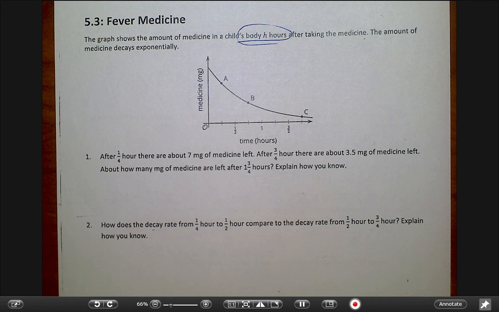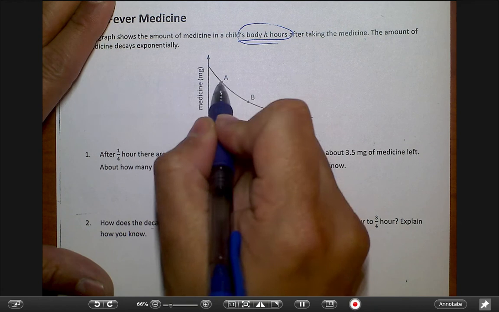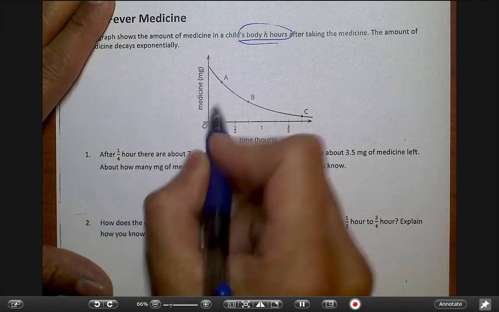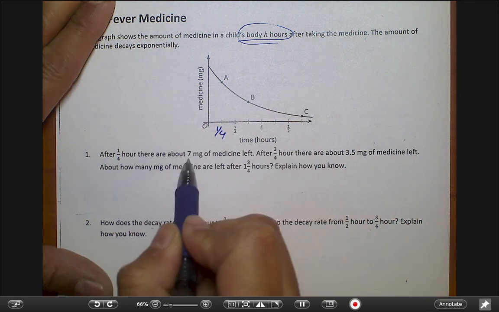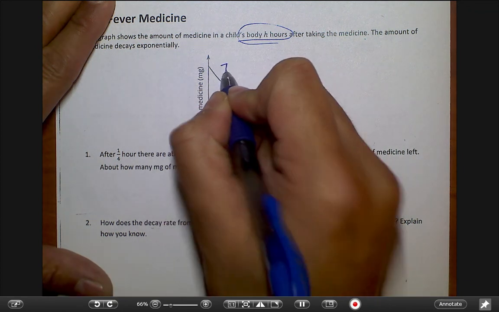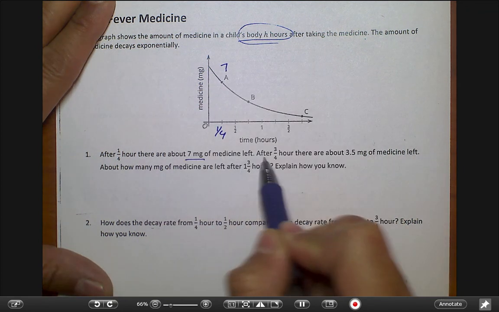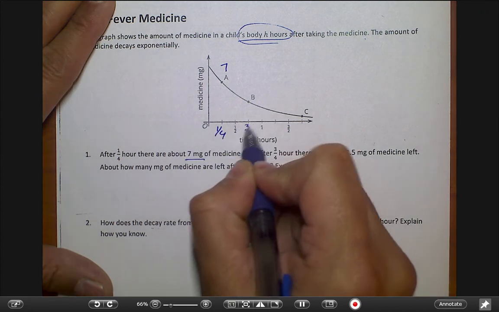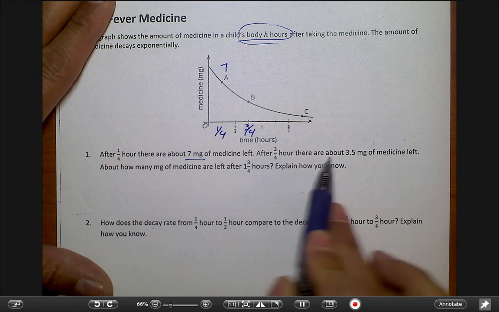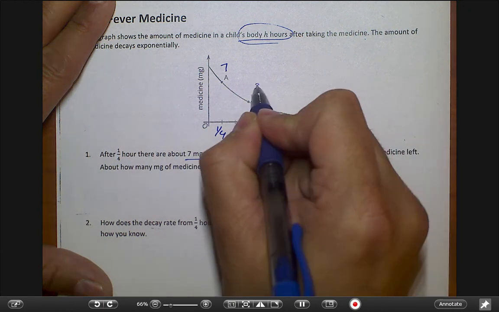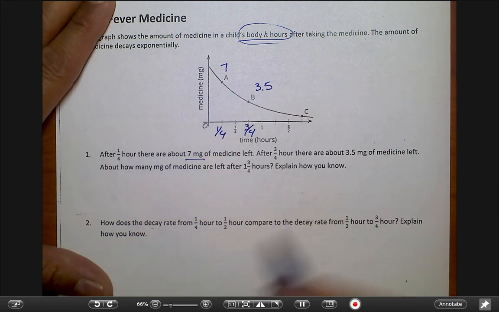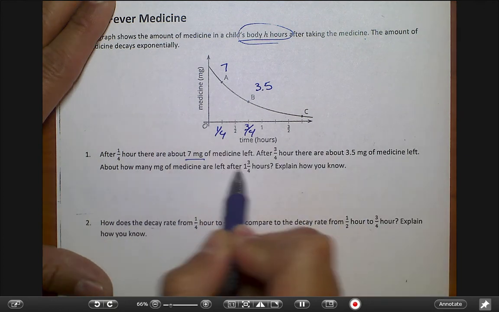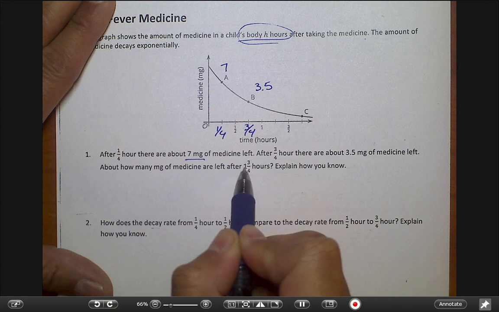So I know 2 different values though. So this, which is going to be 1/4, which is 1 over 4. There's 7 milligrams. After 3/4 of an hour, so quarter, half, 3/4, there are about 3.5 milligrams left of medicine. How many milligrams of medicine are left at 1 3/4?